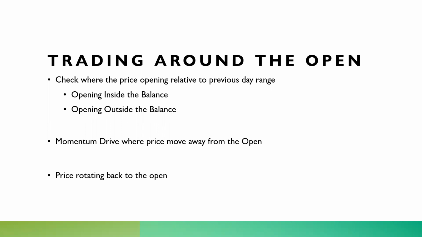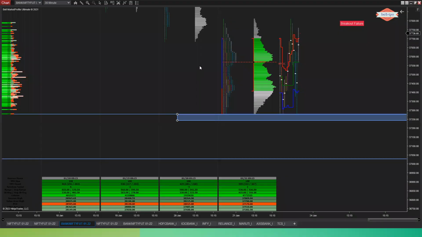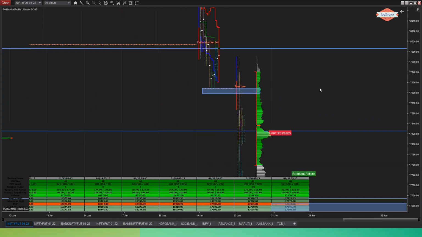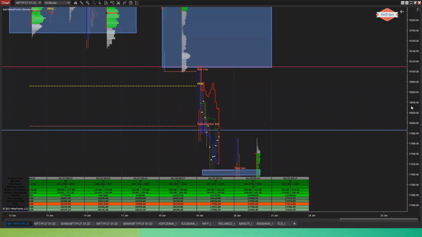Now, one of the days, if you remember, let me show you one of the days here. In Nifty, I was watching a momentum trade. This is the day precisely.